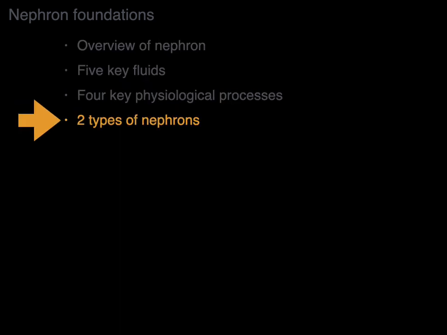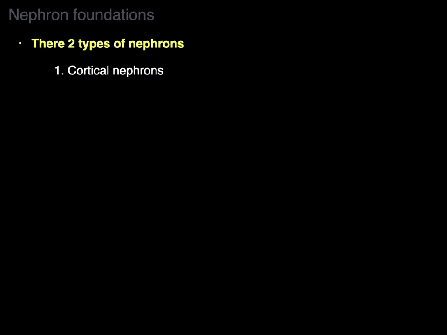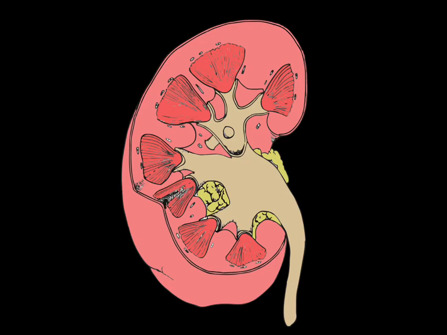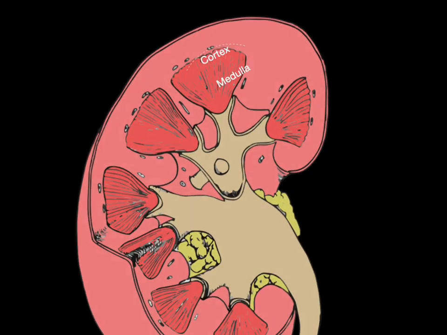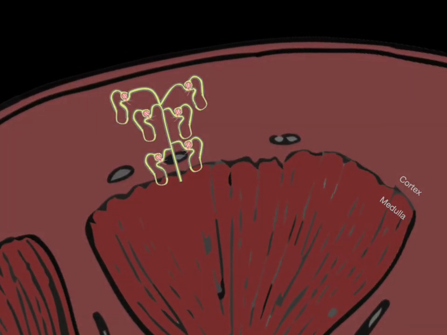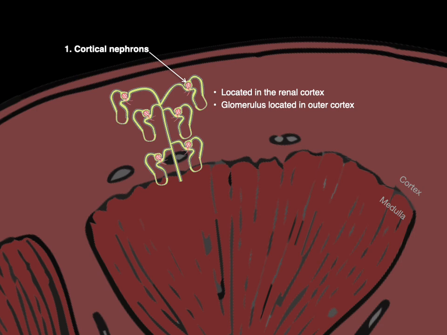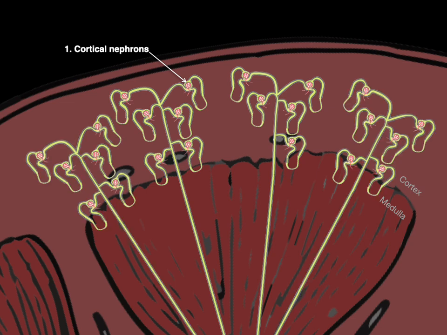Now let's talk about these two types of nephrons. There's two types of nephrons, a cortical nephron and juxtamedullary nephron. In this section of the kidney, we see the separation of the renal cortex and the renal medulla. And you'll notice a bunch of nephrons in the cortex. These are called, appropriately, cortical nephrons. These nephrons are located in the renal cortex, and the glomeruli are located in the outer cortex, and there are these really short loops of Henle. And so there we see one group of cortical nephrons and another and another and another.